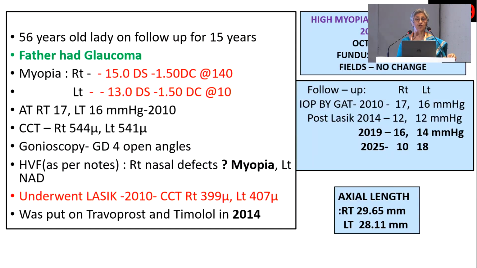A 56-year-old lady, we get lots of them who are very high myopes. In 2010, she was found to have approximately 16.5 in the right eye and 14.5 in the left eye. Her pressures were normal, CCT was normal, gonioscopy showed open angles, and she underwent LASIK, after which her corneal thickness decreased. She was put on latanoprost in 2014. So this patient is a case of high myopia, followed up from 2010 to 2025.